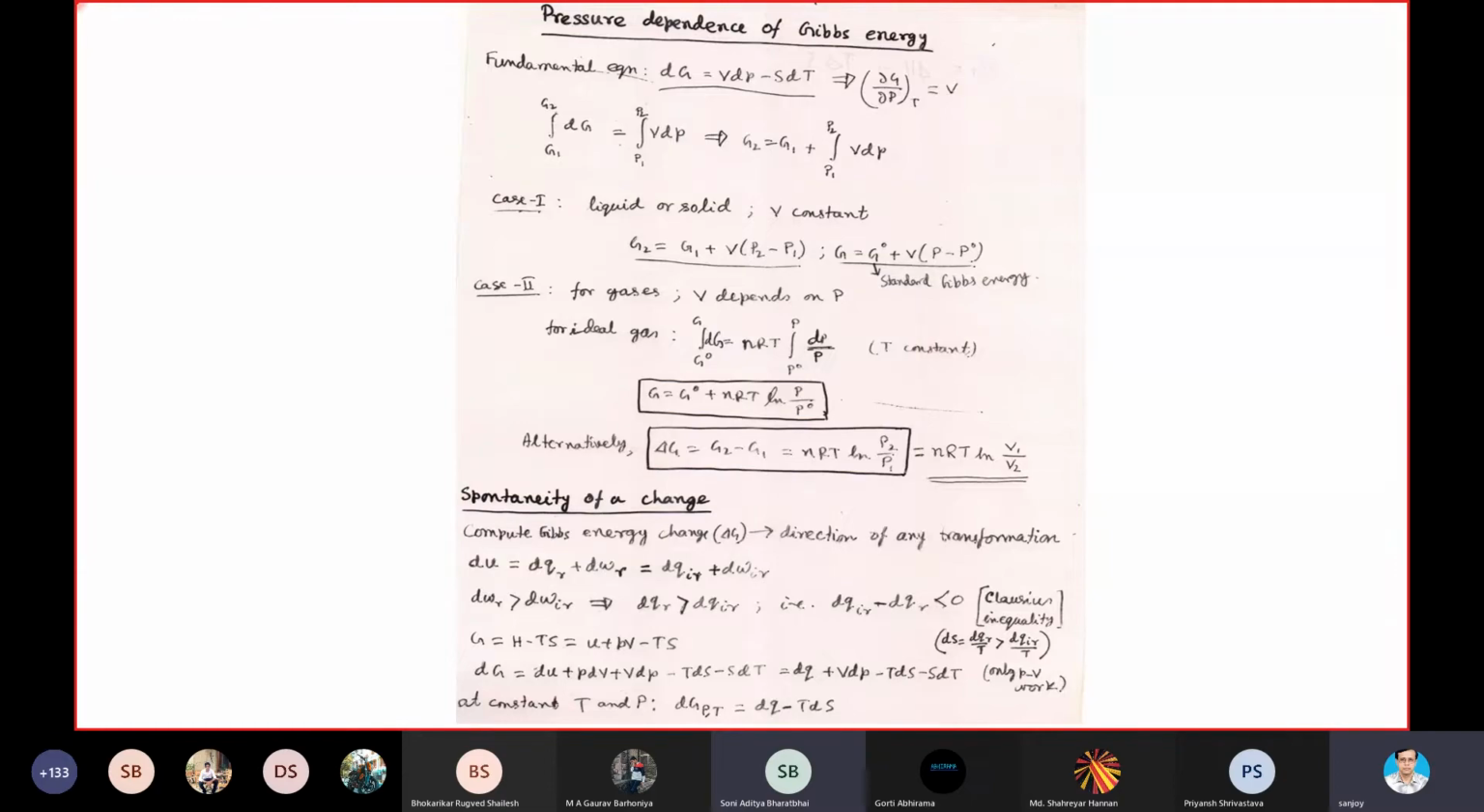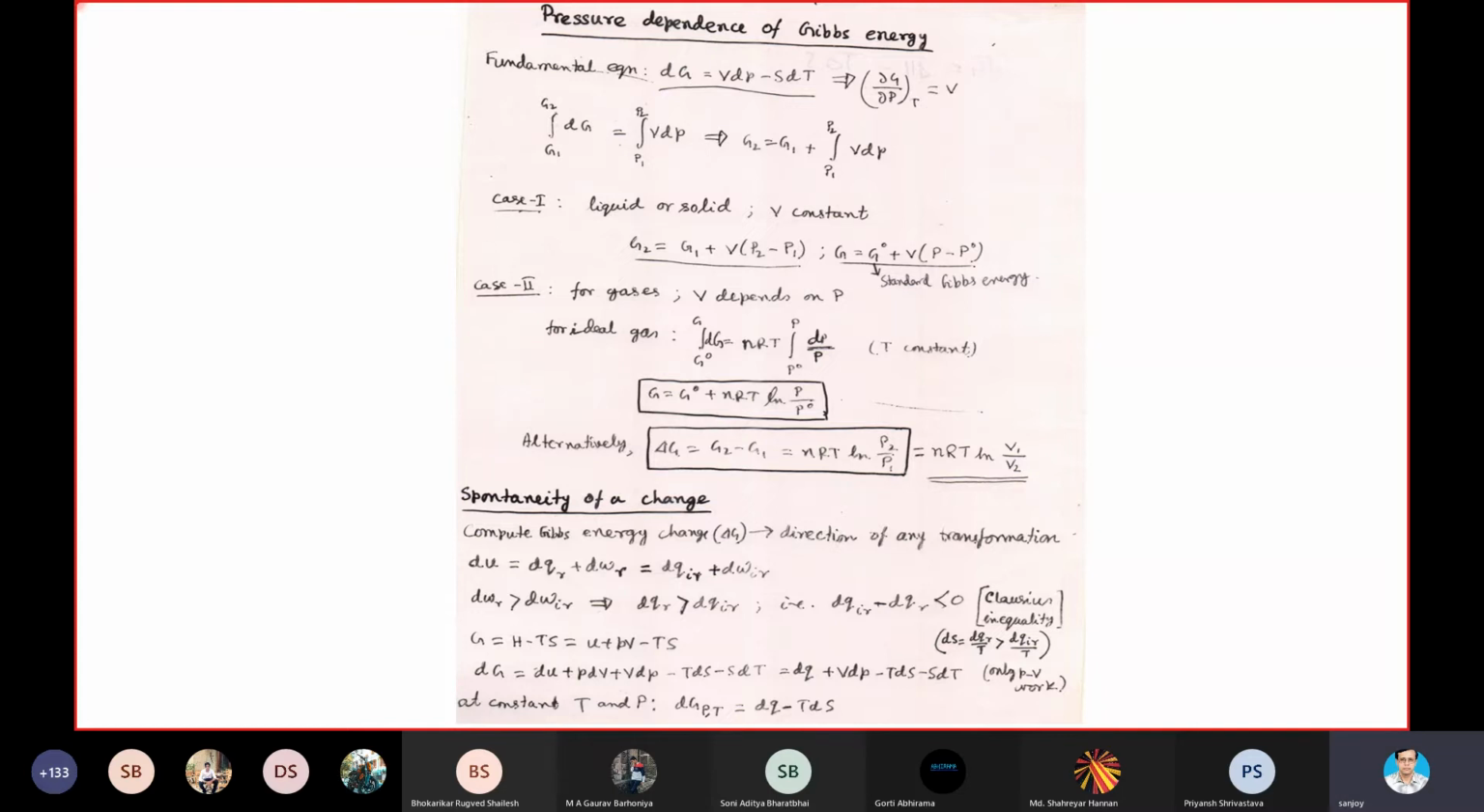Say for example, ice to liquid water, the simplest thing that we understand. Suppose you take room temperature, and I keep a block of ice there. You see ice melts after some time, because it is at 1 atmosphere pressure and room temperature, say 25 degrees centigrade. If you calculate the delta G from ice to water, that will be negative. If you calculate for the reverse, that will be positive.